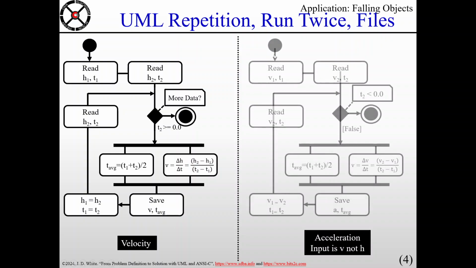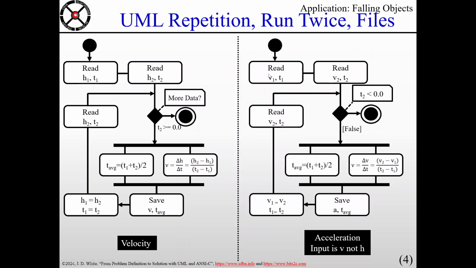Then we ran the program again, this time with the velocity as the input, and there we would calculate the acceleration. So now it's our new T1, T2. It's the same program though, right? We were able to run the program twice.